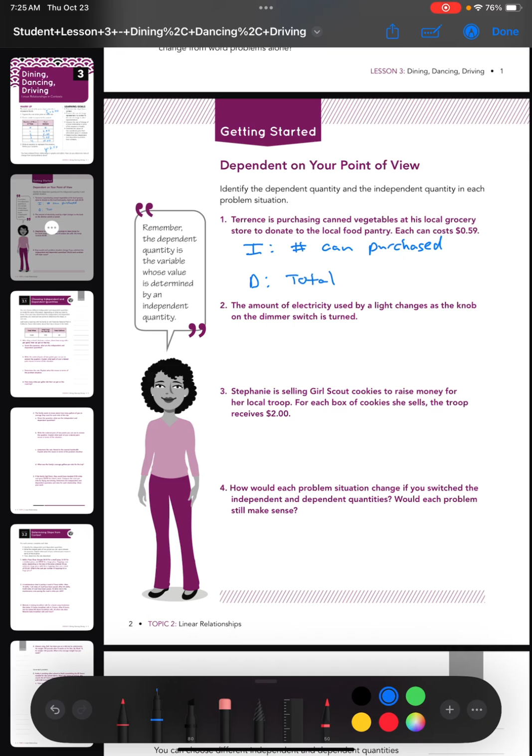Often when you're buying or selling something, your dependent variable is going to be that total amount of money, whether it's your total sales, total cost, anything related to that. So for the second one, the amount of electricity used by a light changes as the knob on the dimmer switch is turned. So our independent variable in this case is you're controlling how much you turn that dimmer switch. So the amount the dimmer is turned. And our dependent variable is going to be that amount of electricity used.